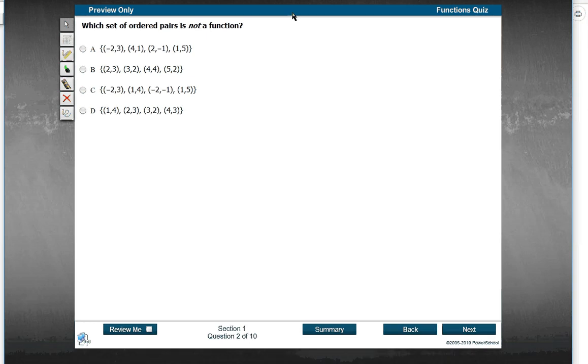For the next one, it says which ordered pair is not a function, and so again we are looking for repeated, that's actually, so we'll write this a little bit better. Since we're saying not a function, we are going to have repeated x values.